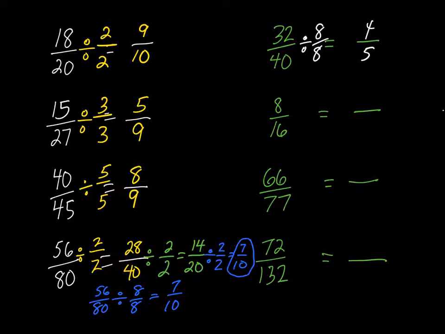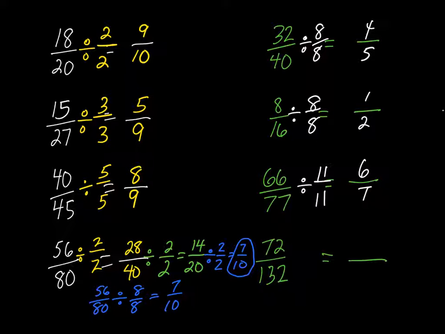8/16. It's one of those, they're both even, we can divide by 2, but wait a second. 8 is half of 16, so I know that that is half, and I can show my work by dividing by 8 over 8. 66 over 77. Anytime the numbers are the same, that's my clue that it's over 11s. And 66 divided by 11 is 6, and 77 divided by 11 is 7.